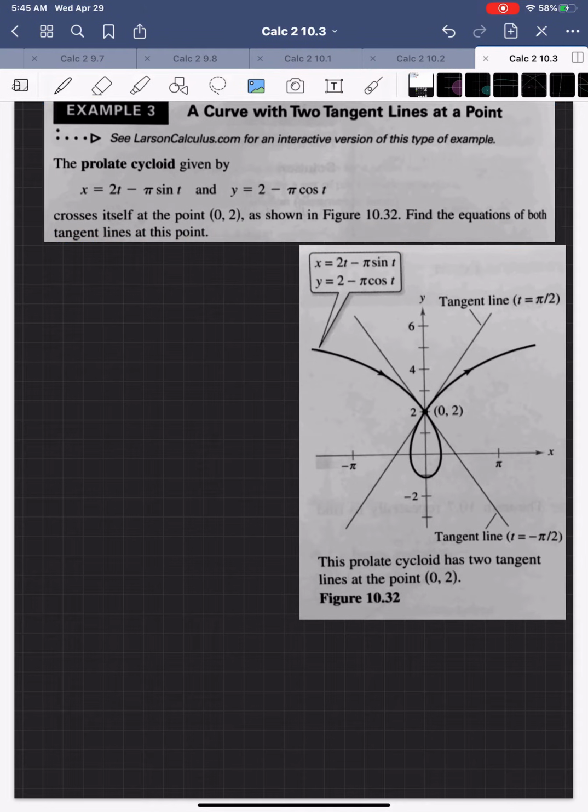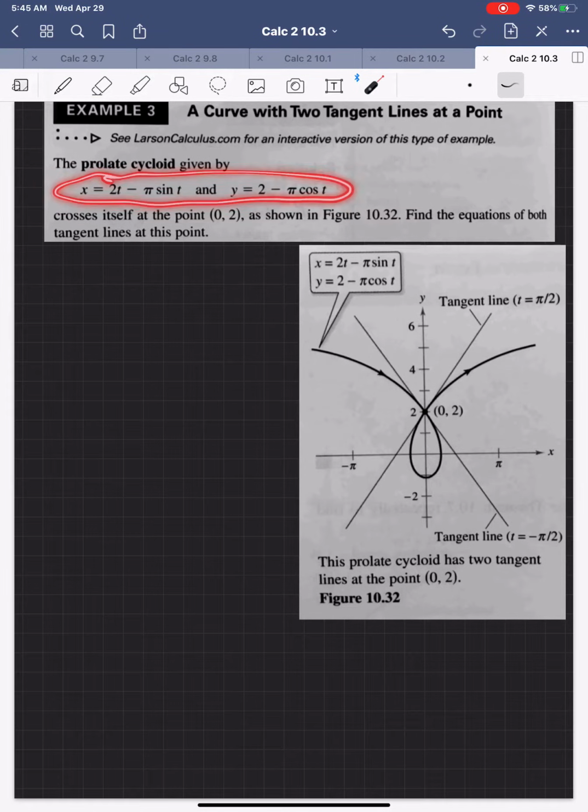So let's take a look at our equation. We have a type of cycloid that we're interested in. It says the prolate cycloid given by the following parametric description crosses itself at the point 0, 2. So that's what you're seeing, it crosses itself. We want to find the equations, not the equation, the equations of both tangent lines at this point. All right, do you understand the question?